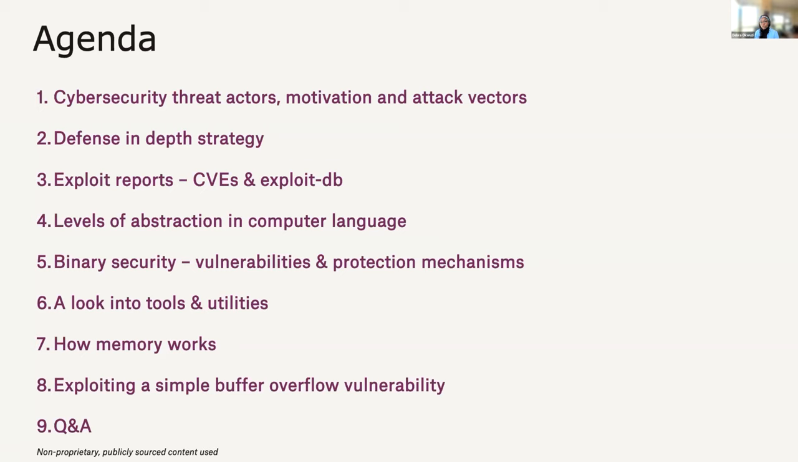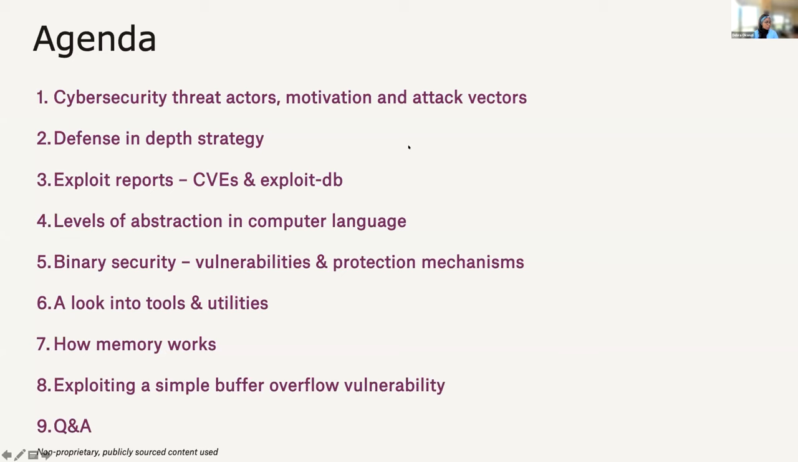And four, we now go into more technical details, looking at the levels of abstraction in computer language that are good to consider if you want to go into reverse engineering. Then we look at the vulnerabilities and protection mechanisms for binary security and the tools as well. And the key thing, how memory works, which is a differentiating factor for the kind of technical skills that are needed in this domain. And lastly, we'll look at a simple buffer overflow vulnerability.